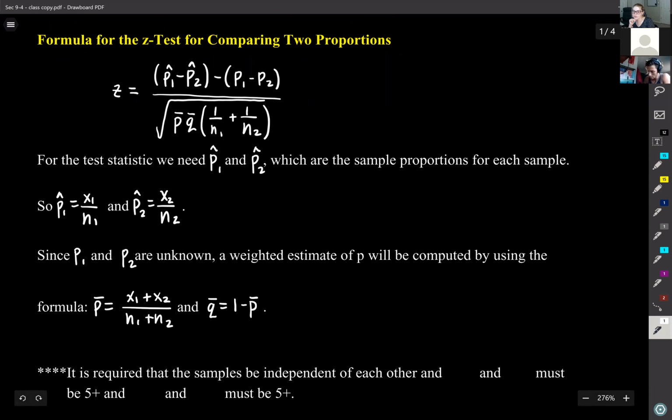You can see in our formula for the z-test, we have P bar and Q bar, and then down here, that just tells you how you're going to compute that. So P bar is equal to x1 plus x2 over n1 plus n2, and then Q bar is just 1 minus P bar.